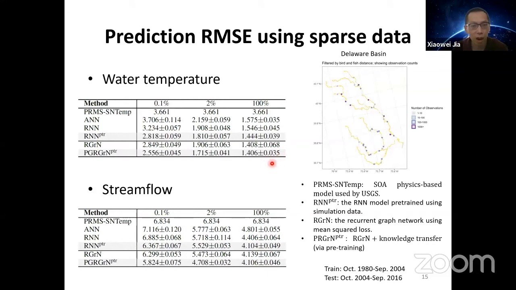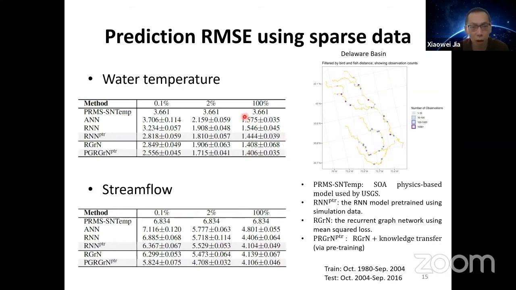And we can see that the last two rows are our proposed method. RGIN is basically a recurrent graph neural net, and the last row is the method after using the knowledge transfer or the pre-training. We can see our proposed method always gives us better performance compared with baselines, and that's because we use this kind of graph structure to model the interactions between different river segments.